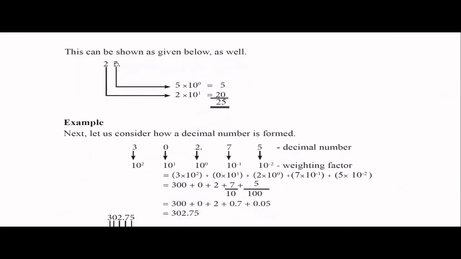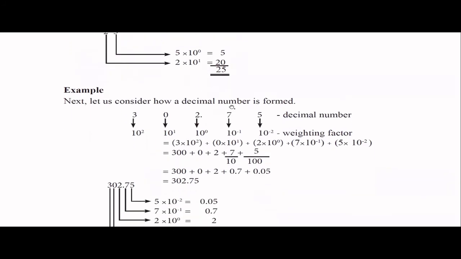So hope you see this is the same thing without the abacus. Now 5 is 5 into 10 to the power 0. 10 to the power 0 is 1, that means 5 into 1 is 5. Here it's 10 to the power 1, that means 10. So 2 into 10 is 20. If you add these two, 25 is created. This is how the decimal number system works.